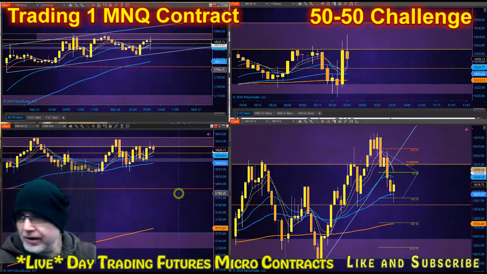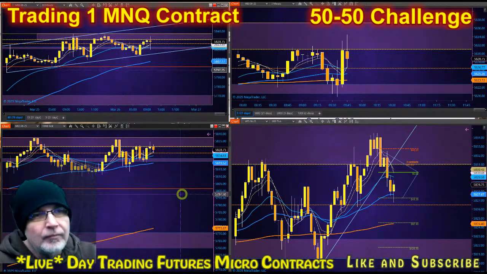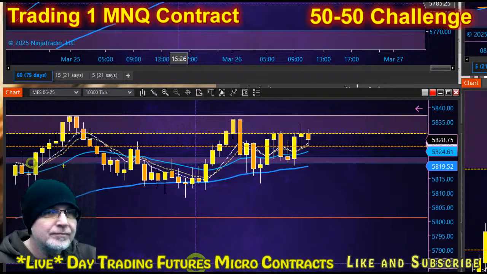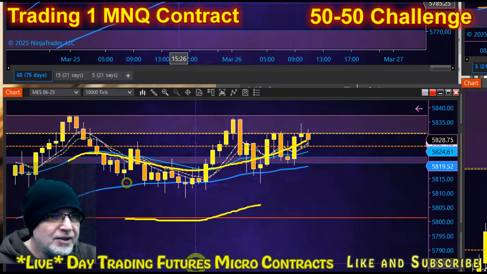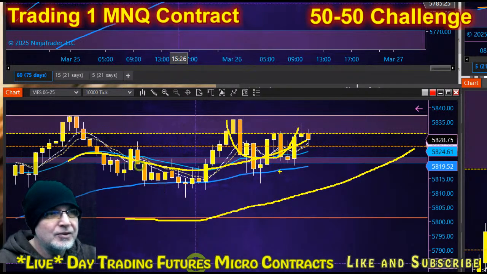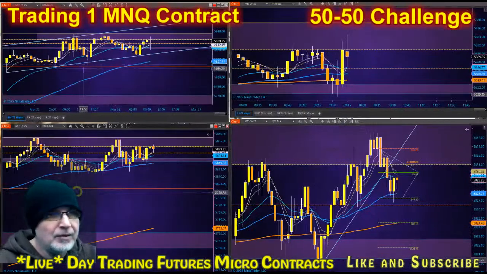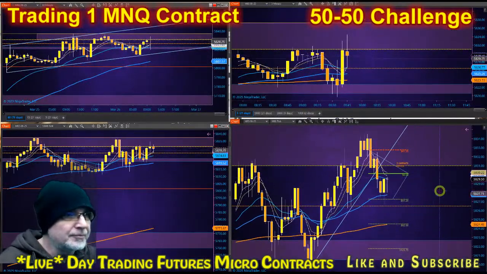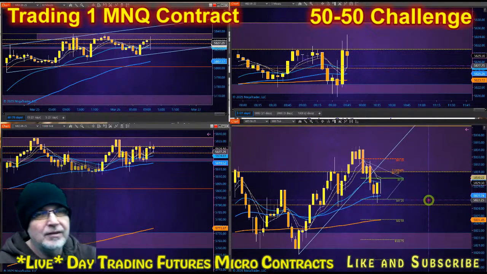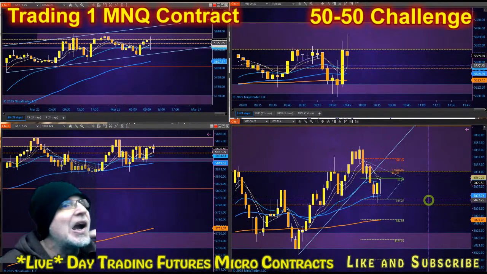Interesting thing about this range, though, is that it has been trending up. The 20 has always remained above the 50. The 50 is continuously going up. And cup with handle patterns, higher lows. So it's definitely looking bullish, in as much as a range can look bullish.